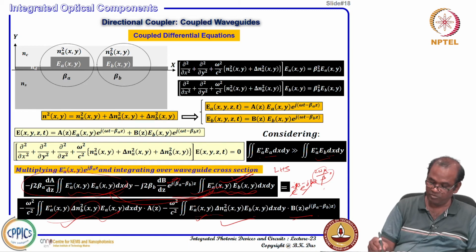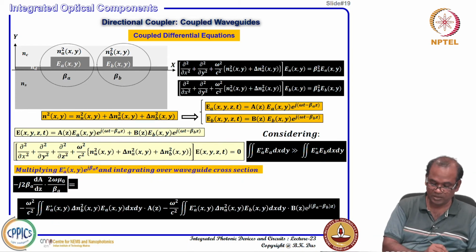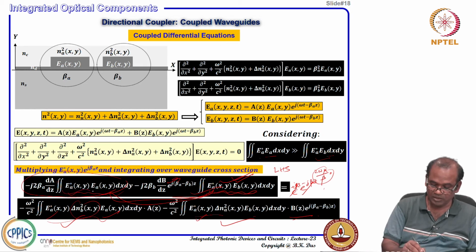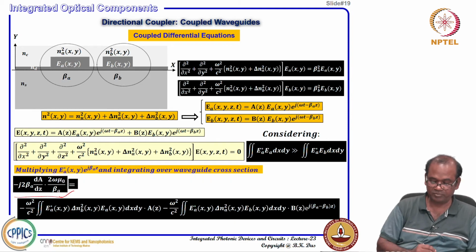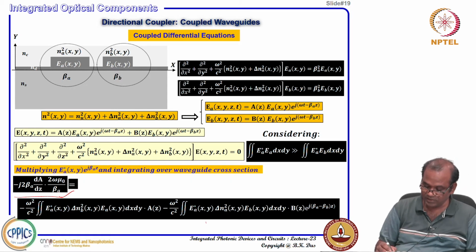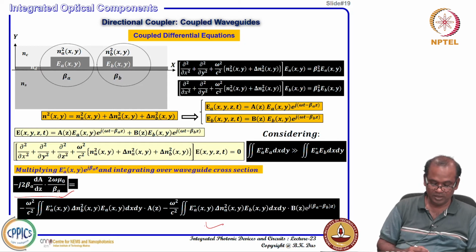Now, after ignoring that part and applying the 2 omega mu naught by beta a, the left hand side will reduce to the first term only. So what have you done? You have just put 2 omega mu naught by beta times this one, and this one you removed, then you are getting this one on the left hand side. The right hand side I kept as it is, right.